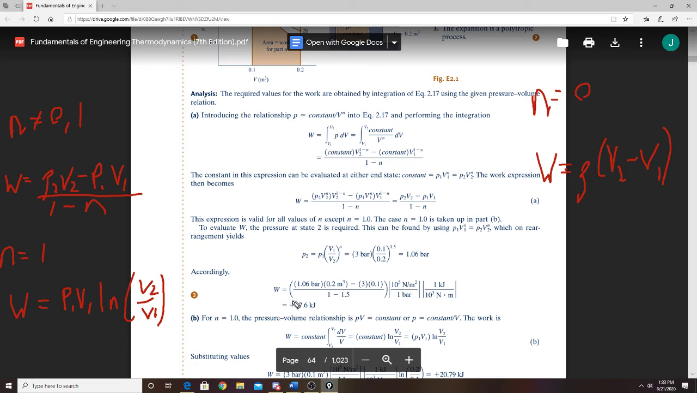And so, as you can see right here, work is then equal to, they just plugged this in right here, which is pressure 2 volume 2 minus pressure 1 volume 1, divided by 1 minus 1.5, which is this work equation right up here. And then you get a plus 17.6 kilojoules, which means that it was a positive number, which is right. It should be positive because the piston was acted on by the force rather than it having to be pushed up by something else.